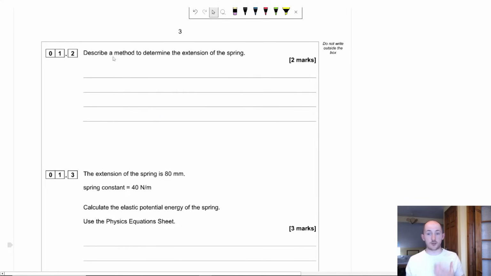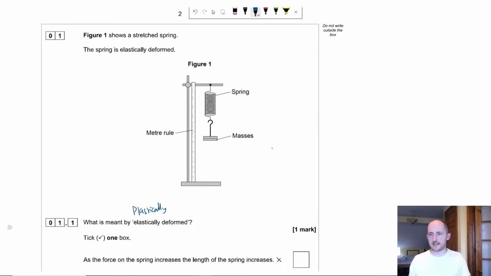For part 2, it says describe a method to determine the extension of the spring. So if you're lucky, you've done this experiment in school already. But the way you determine extension, if you think about this kind of setup, we have this original spring, and then afterwards, when we hang a mass, its length changes, okay? So we can't measure that extension easily, directly. But what we can do is measure the length of the original spring. So measure the original length, measure the new length. So let's just call it, ln for new length. The difference in these two values is going to be my extension.